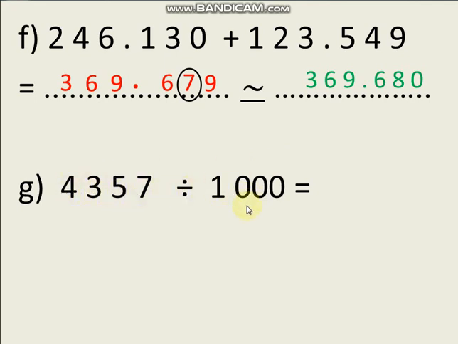Letter G. 4357 divided by 1000. Let's convert it into decimal. Put a point after 3 digits from the right. So we'll put the point between 4 and 3. Approximate to the nearest hundredth. At first, put a circle around the hundredth. The hundredth here is 5. Look at the right. The right here is digit 7. 7 is greater than 5. So we'll replace it by 0 and add 1 to the hundredth. The result will be 4.360.